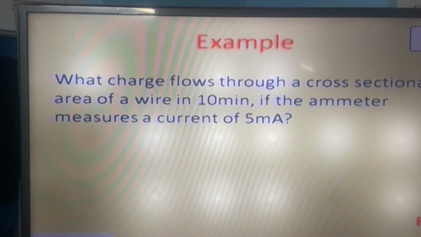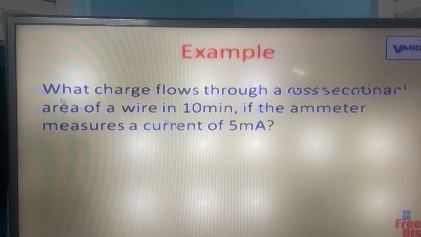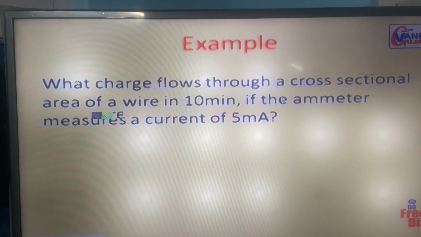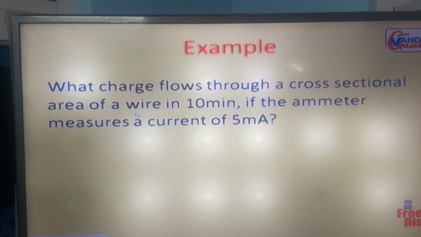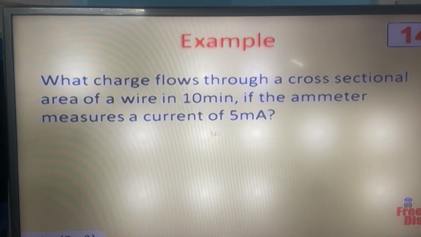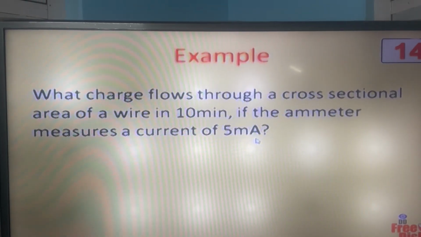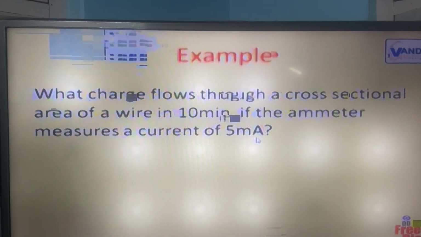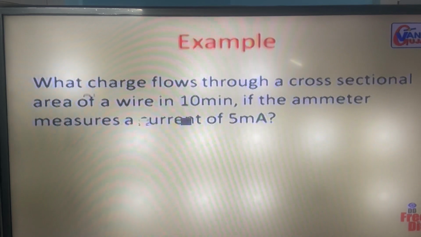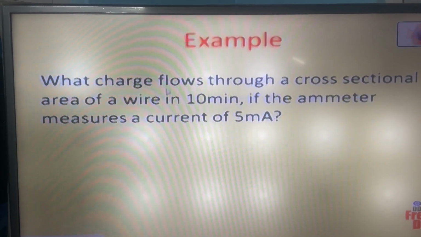Now let us take examples one by one. This is the example: What charge flows through a cross-sectional area of a wire in 10 minutes if the ammeter measures a current of 5 milliampere? See, what we have to measure here is only the charge flowing through the wire. For that, we are given current and time.